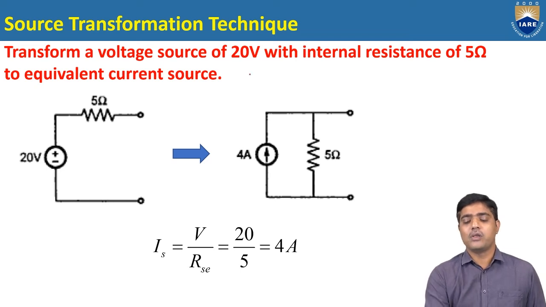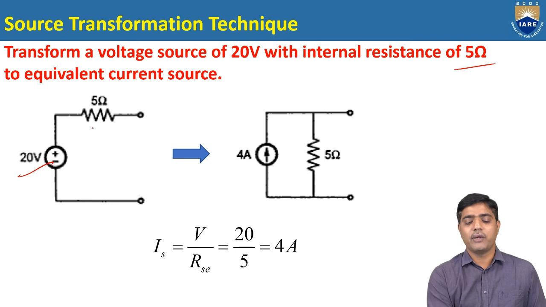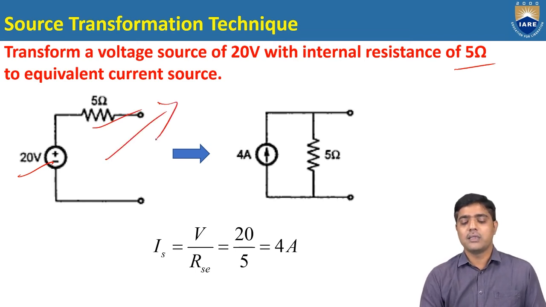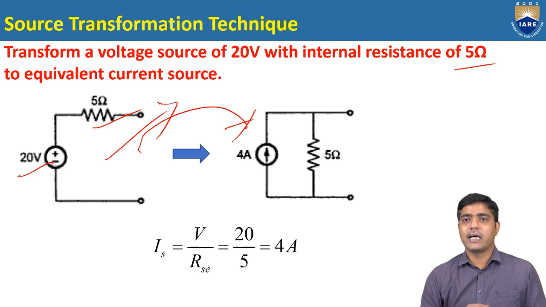Here the 20 volts voltage source is connected in series with the internal resistance of 5 ohms. So 20 volts and 5 ohms are both connected in series. This is the given problem and this represents the voltage source. Now we have to convert this particular circuit into the current source.